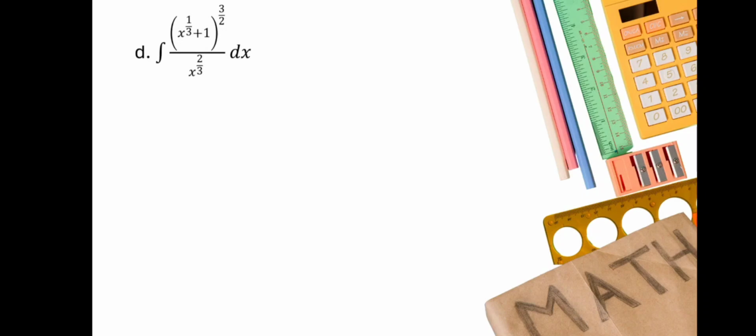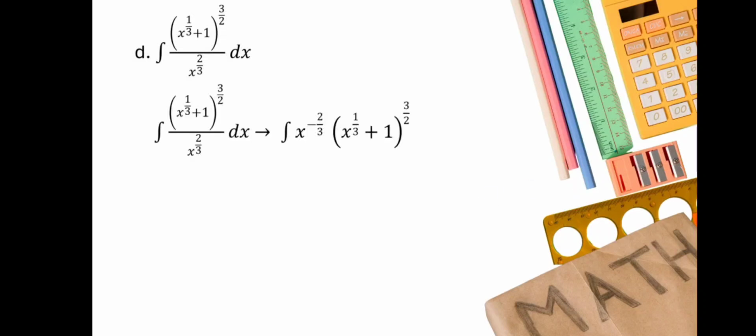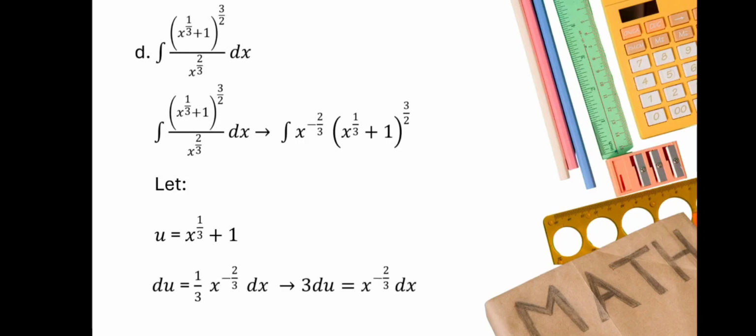Next is the integral of the quantity of x raised to 1/3 plus 1 all raised to 3/2 over x raised to 2/3 with respect to x. We can rewrite this into the integral of x raised to negative 2/3 times the quantity of x raised to 1/3 plus 1 all raised to 3/2. So we'll let u equal x raised to 1/3 plus 1, and the derivative of u is 1/3 x raised to negative 2/3 with respect to x. So we can also rewrite this as 3du equals x raised to negative 2/3 with respect to x.